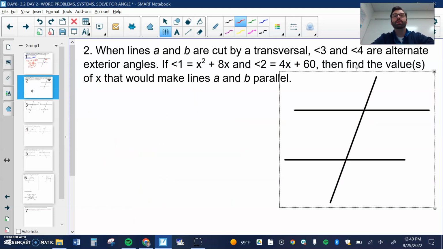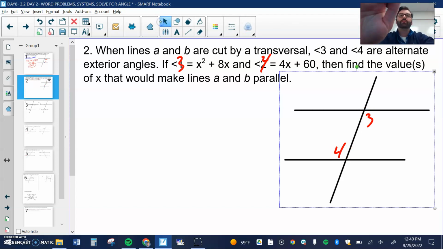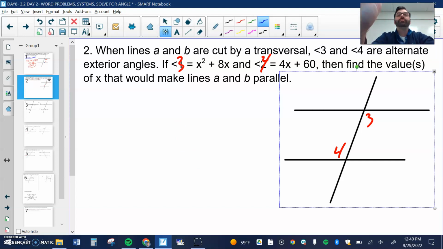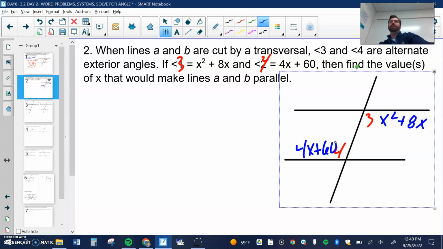Here we go. Number 2, it says A and B are cut by a transversal. 3 and 4 are alternate interior angles, but then it says 1 and 2 again. I don't know why it says 1 and 2. This should say 3 and this should say 4. So 3 is x squared plus 8x. 4 is 4x plus 60. I hope this works out. Find the values of x to make them parallel.